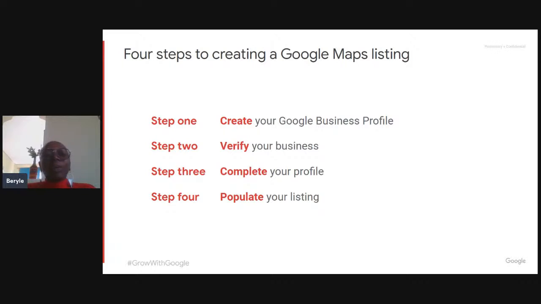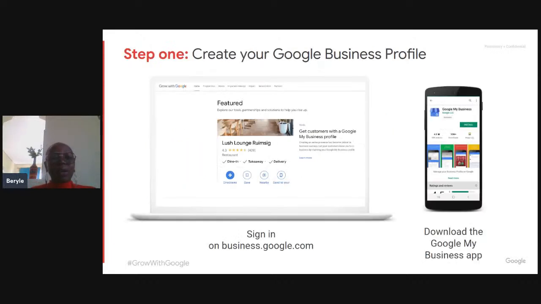And then complete your profile. Complete your profile by adding photos, adding events if you have events. If you have promo codes or discounts, you can add all of those. If you have new products that have come up, you can always update all of those on your business profile. That is what we mean by populating your listing. So step 1, this is it.